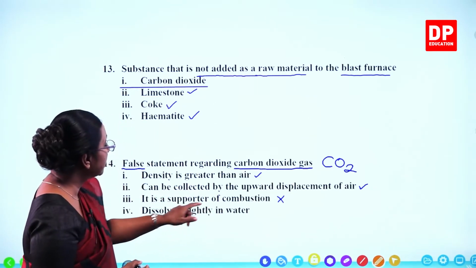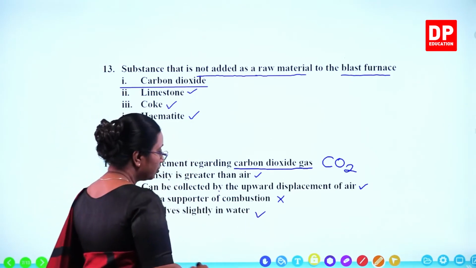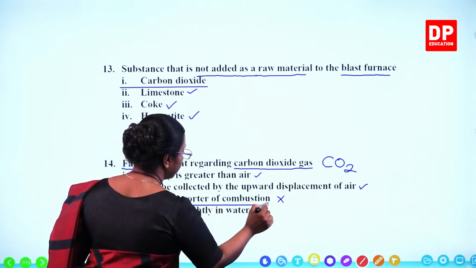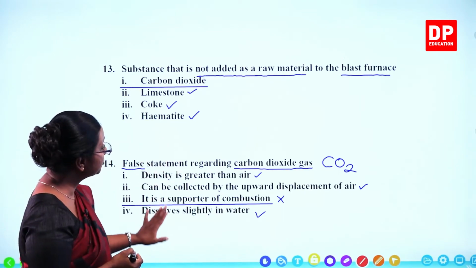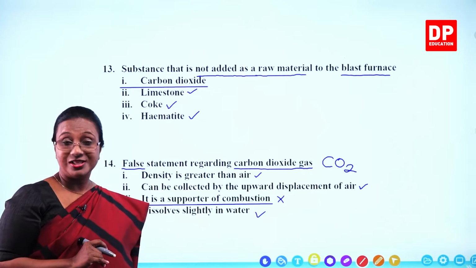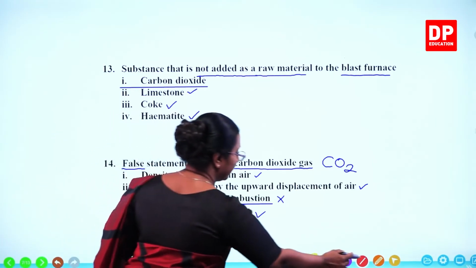Then, dissolves slightly in water. That is also correct. So you know the false statement. What is it? It is a supporter of combustion. That's a false statement. So I am sure students, up to now you all were able to answer all these questions correctly. So with that, we'll move on to the next one.